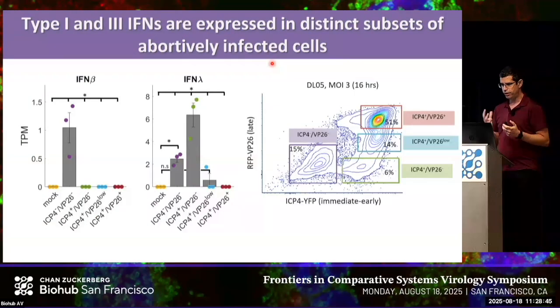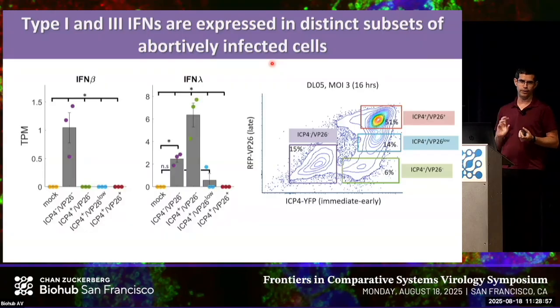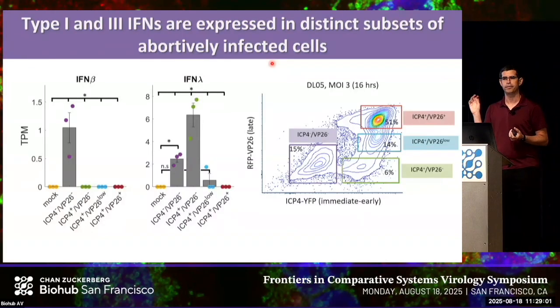John did an amazing job introducing interferons, so I don't need to do that. But the first thing we looked at are interferons. Out of the 20-something human interferon genes, only 2 are expressed or upregulated during HSV-1 infections: interferon beta, which is a type 1 interferon, and interferon lambda 1, which is a type 3. And quite weirdly, they're coming from different subpopulations.